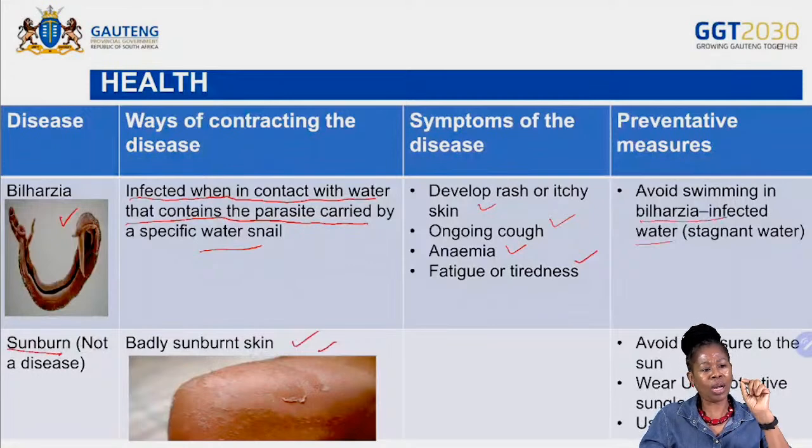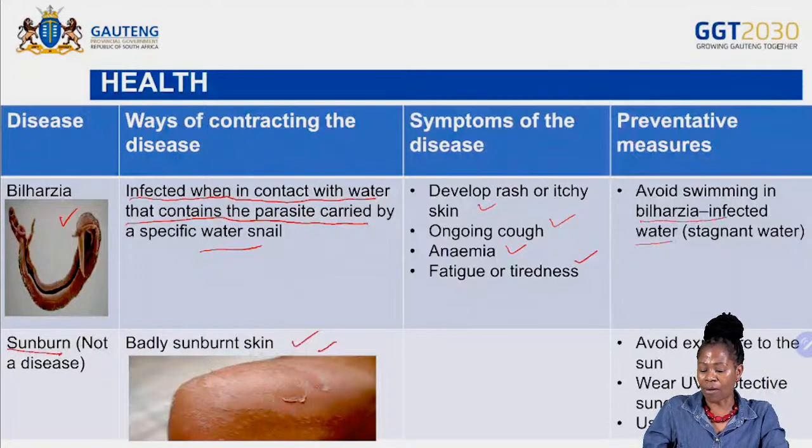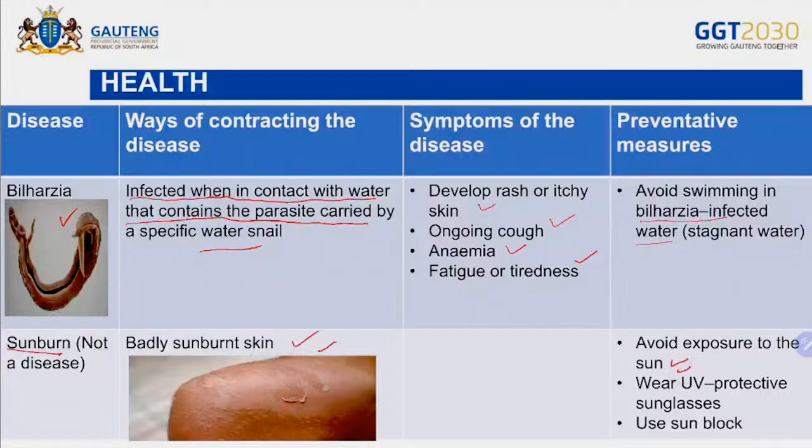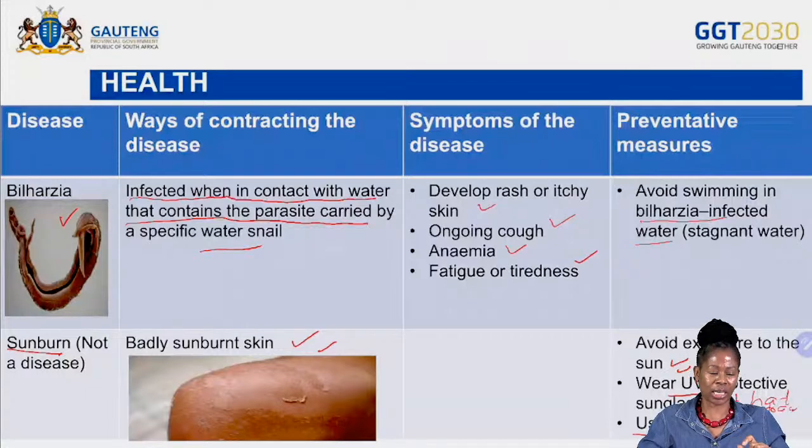WHO says when you love to bask in the sun, to lay there to be brown, what you must do is avoid exposure to the sun. Again, they say if you are there in the sun, wear UV protective sunglasses. Together, you must have a hat or a straw hat, a cap, or anything that can protect you. And then also use sunblock. Because it's not a disease, but these are the preventative methods that you can use to protect yourself from sunburn. I said it's not a disease, but it's a caution.